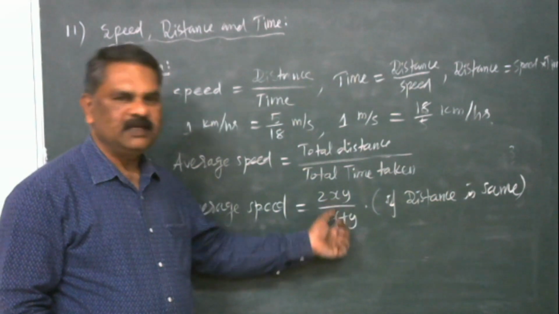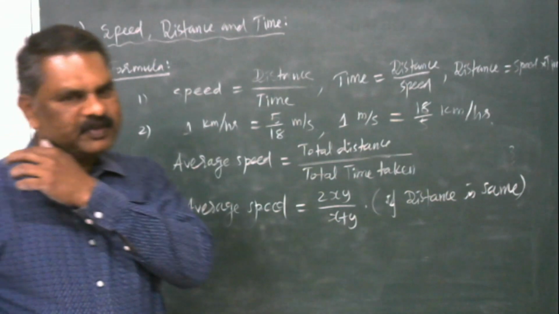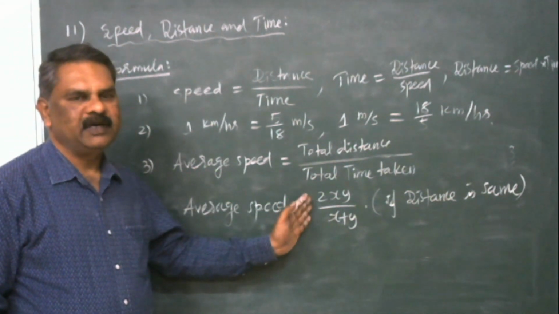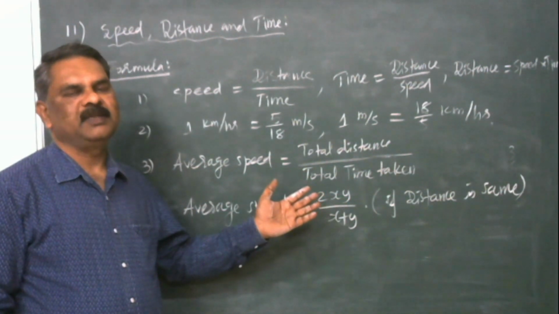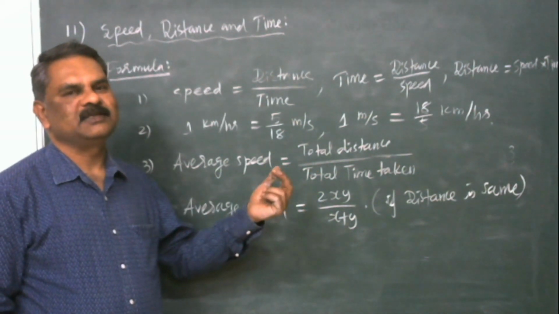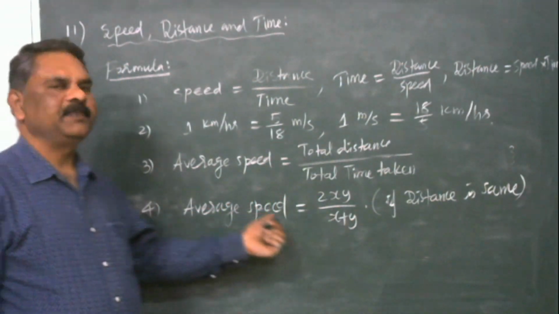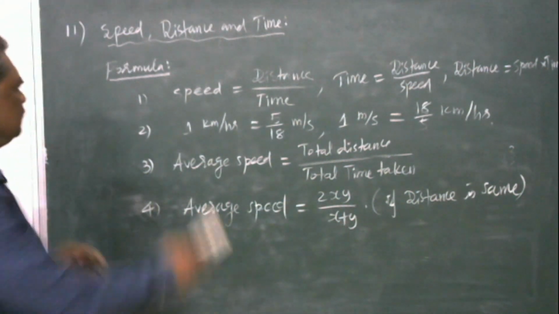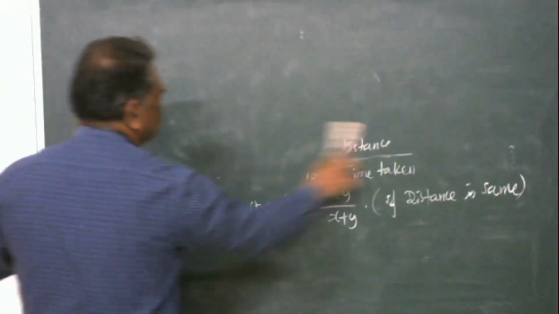X and y are the speeds of the vehicles, maybe for the onward journey and the return journey. X is one direction, maybe the onward journey, and y is the return journey. On the onward journey there is no traffic, so it reaches quickly. On the return journey, suppose there is heavy traffic, then it will take a lot of time. In that case, how do you calculate the average speed? We will be using this idea. Let us solve one or two problems based on these concepts.